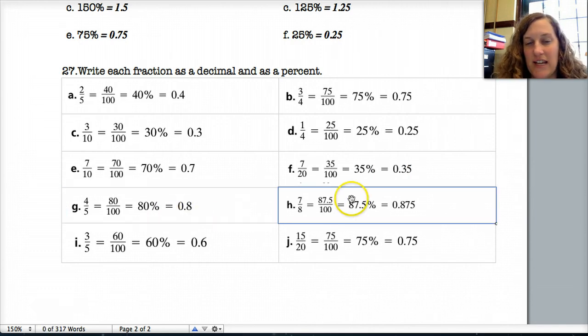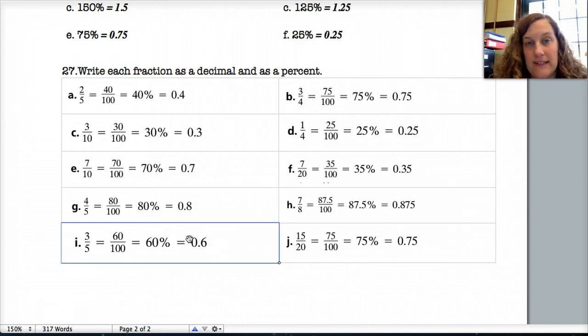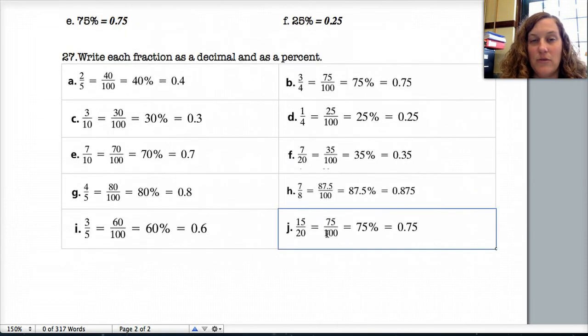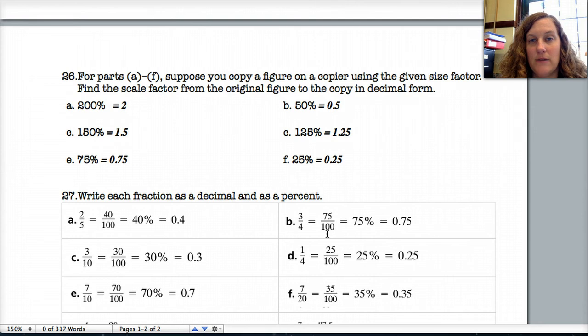7/8, that's one of those ones you kind of have to remember, but it's 87.5 hundredths or 87.5%, or 875 thousandths. 3/5 is 60 hundredths, 60%, 6/10. 15/20 is 75 hundredths, 75%, 75 hundredths. So there you go. That's good review for decimals, fractions, percents, and all that kind of stuff.